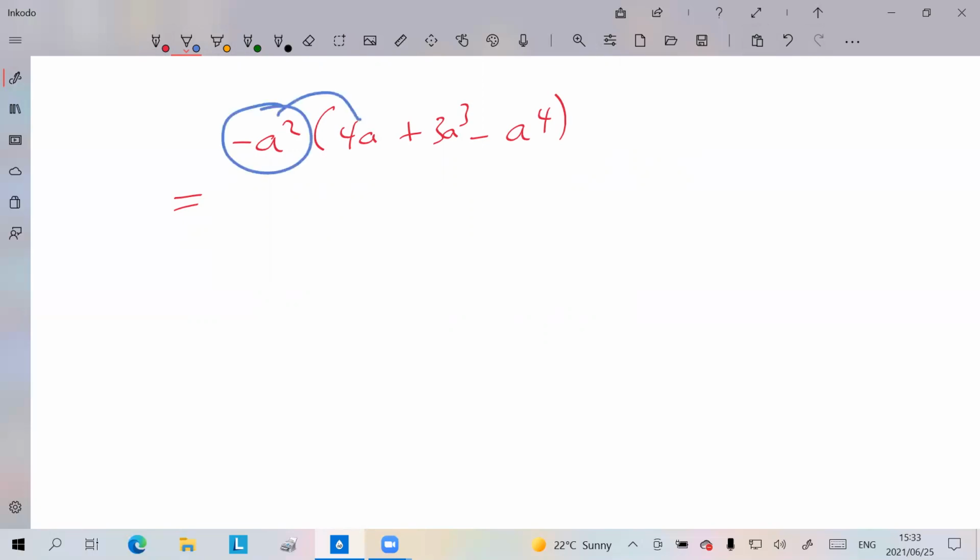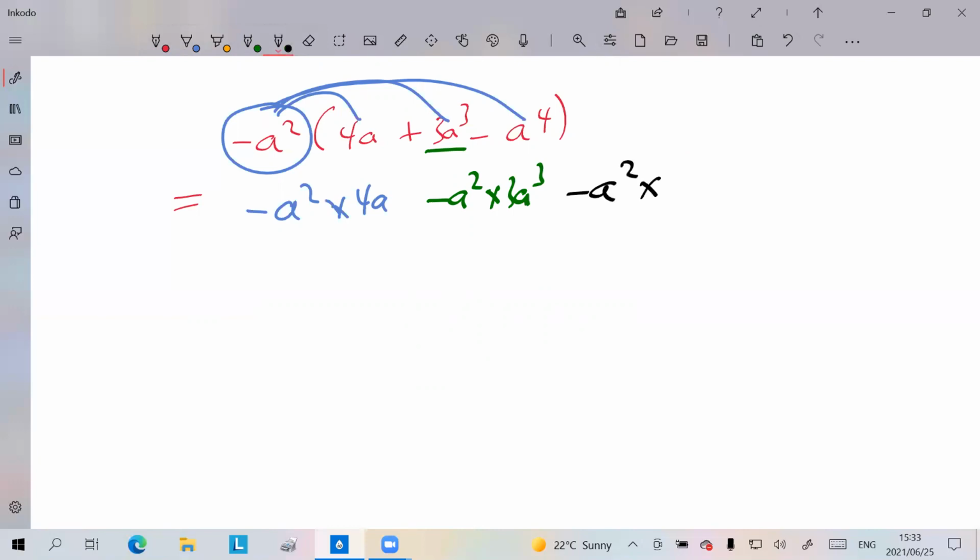So multiply this with that, multiply this with that, multiply that with that. So I'm going to get each one: minus a squared times 4a. Then I'm going to get, let's use a different color, minus a squared times 3a to the power 3. Right, let's cover that. And then minus a squared times minus a to the power 4. Right, so do each one separately, we'll get our answer.